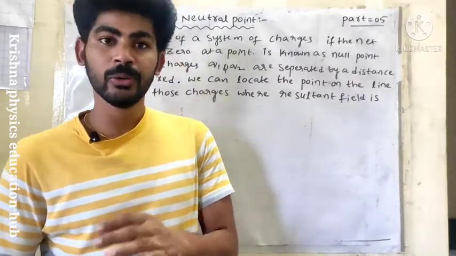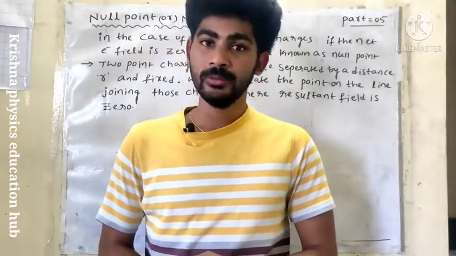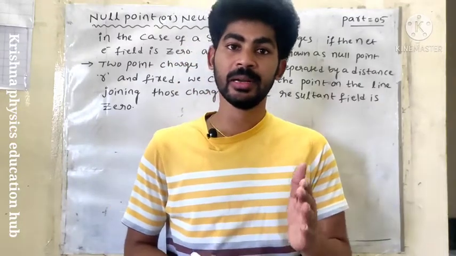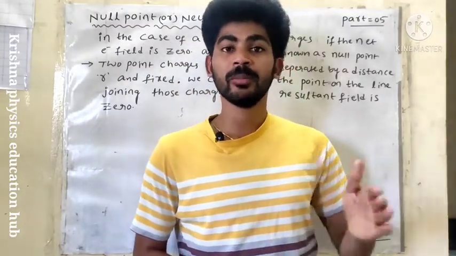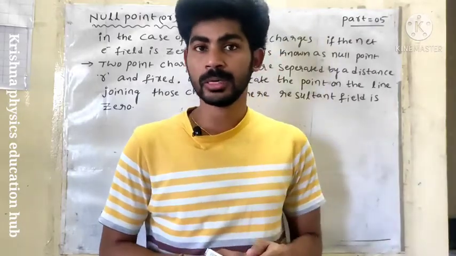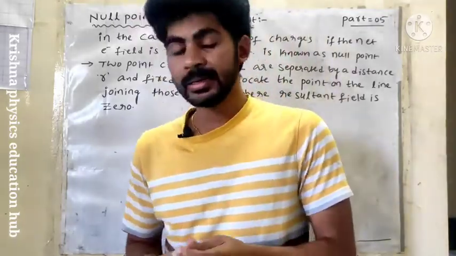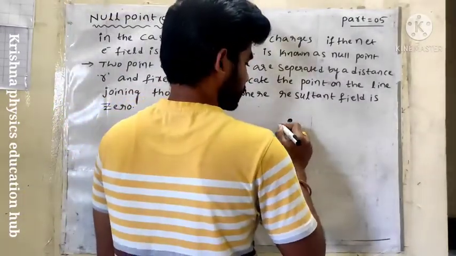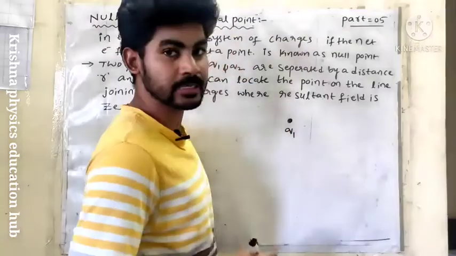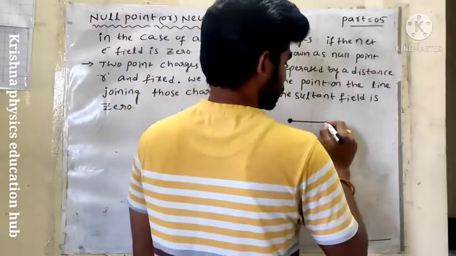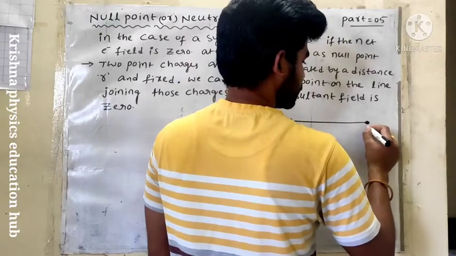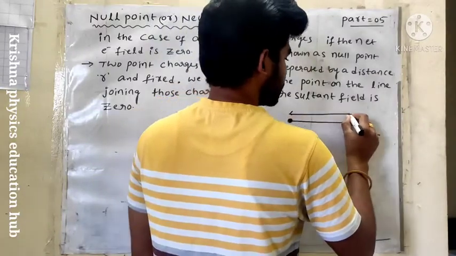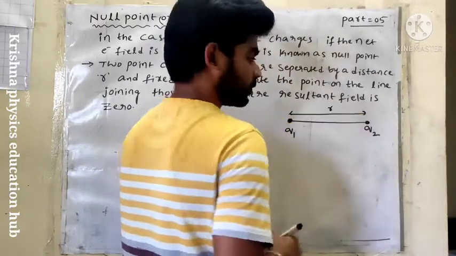is 0. We already discussed in part 4 the properties of electric field lines. Field lines always pass normal to the line joining the charges. That we have already discussed. So I am taking two point charges. This is one point charge, which I name Q1, and here one more point charge, Q2. Q1 and Q2 are separated by a distance r.